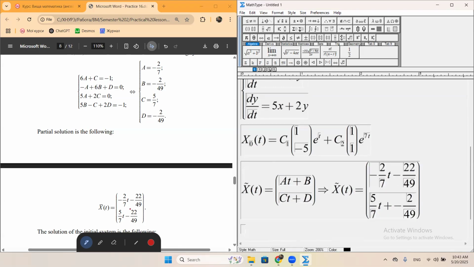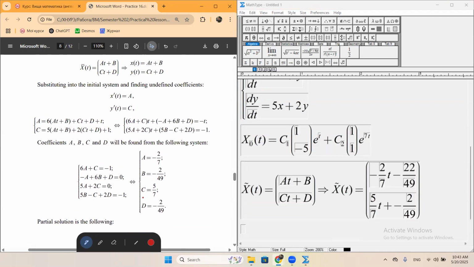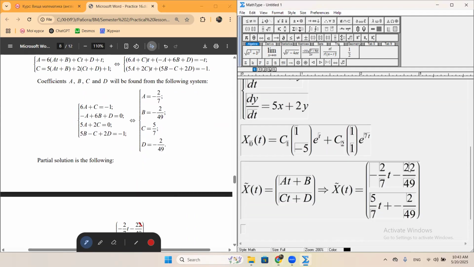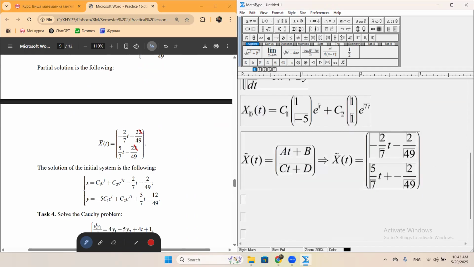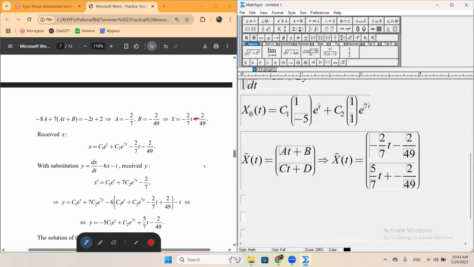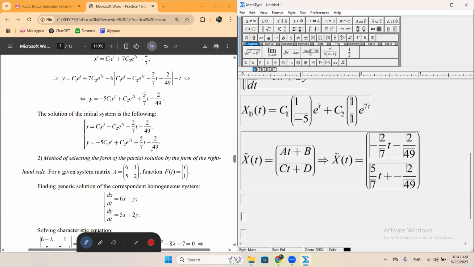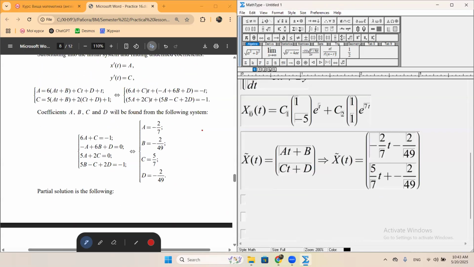Copy-paste mistake, and here as well. Yeah, so 2 and 2 here. Okay. So the solution will be the following: 2/49 and y minus 2/49. Yeah, so it matches.